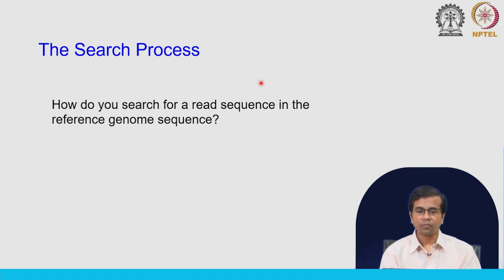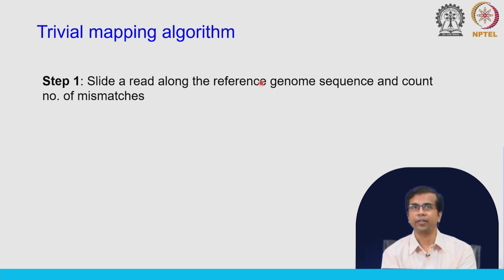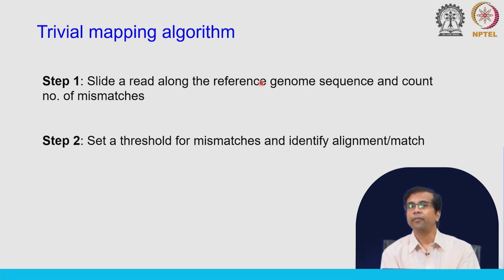So, you can start with something called a brute force approach or a trivial mapping algorithm. What this means is that we have the read sequence and the reference sequence, and we can slide the read sequence along the reference genome sequence and see if there are matches. Once we slide, we count the number of mismatches compared to the reference sequence, and if the number of mismatches is below a threshold, we can say this is an alignment, this is where the read maps.